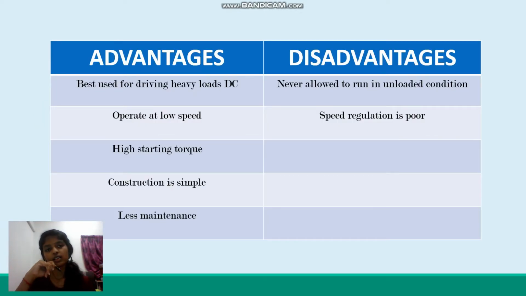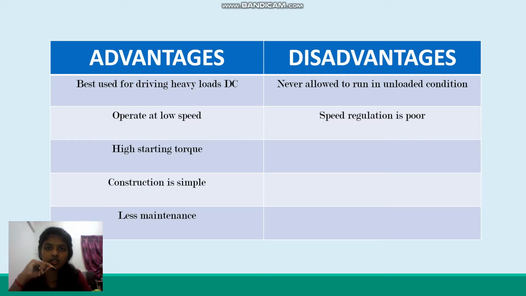So there are some advantages and disadvantages of the series generator. Let me see the advantages. First, it is best used for driving heavy loads, operates at low speed, has high starting torque, simple construction, and less maintenance. And the disadvantages are that it is never allowed to run in unloaded condition, and speed regulation is poor.